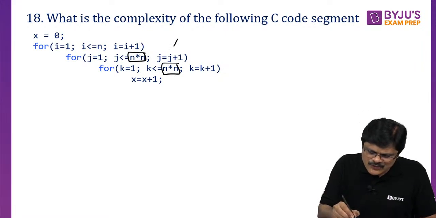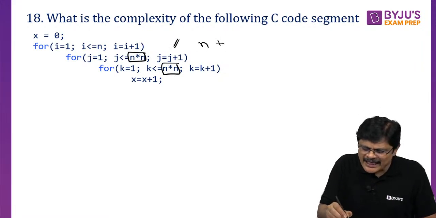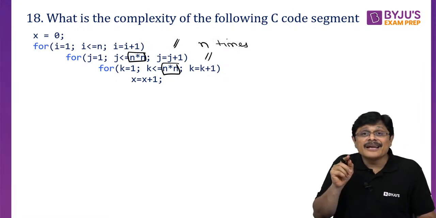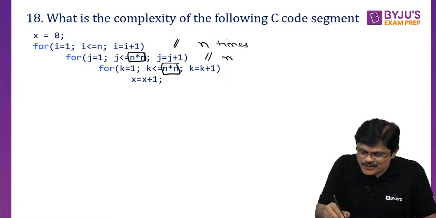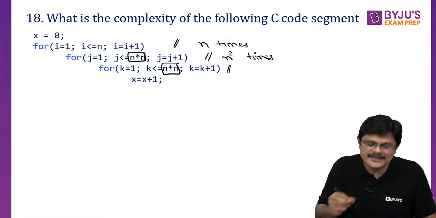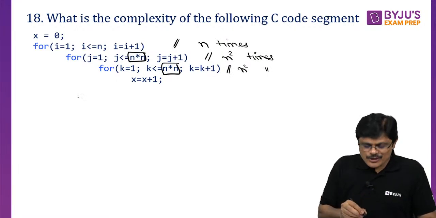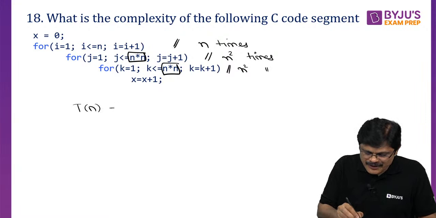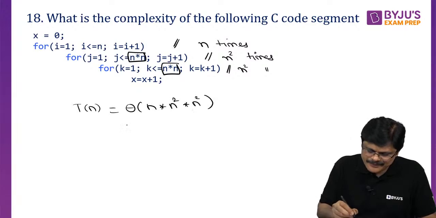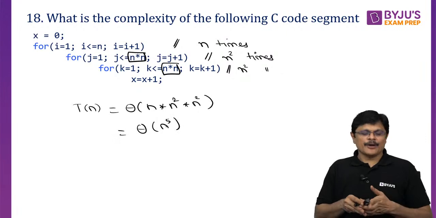Good. Now this one is going n times and this one goes up to n square. So it is n square times, and the next one is also n square times. So what is it? Tn is equal to theta n into n square into n square, theta n power 5. Okay?